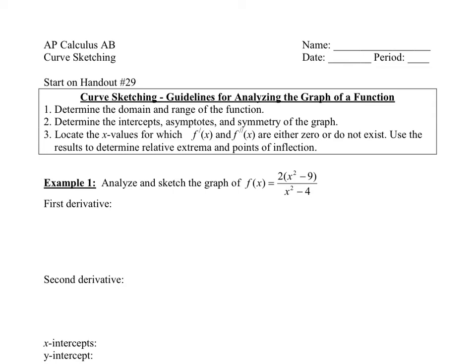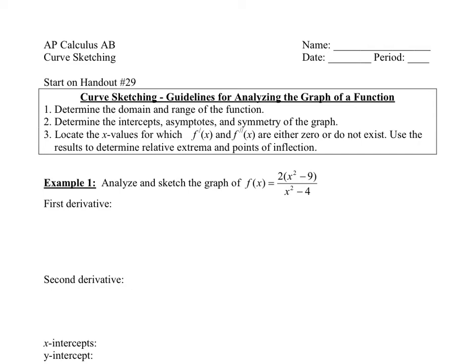And then finally, notice the first two involve no calculus. All right, that's all stuff that you used to do. Now, we're also going to use the first and second derivative to find extrema, points of inflection, intervals of concavity, intervals of increasing and decreasing, and all of that stuff, okay? So let's actually use this function here as our first example. We have 2 times the quantity x squared minus 9 over x squared minus 4, okay?